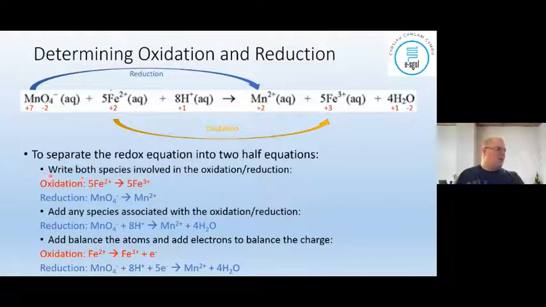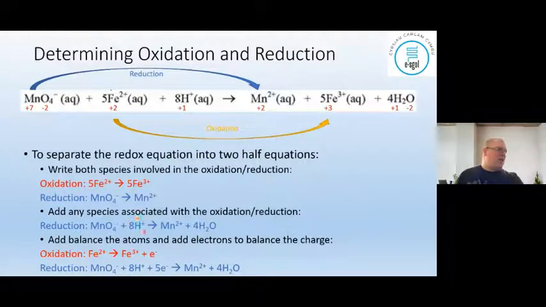So the first step for this would be to write both species involved in the oxidation and reduction separately from each other. We've already identified that Fe2+ and Fe3+ are involved in oxidation. So we just write those separately to the rest of the equation, which is MnO4- and Mn2+. I haven't done anything with the H+ and the H2O just yet, because we do that in the next step. Add any species associated with the oxidation and reduction.